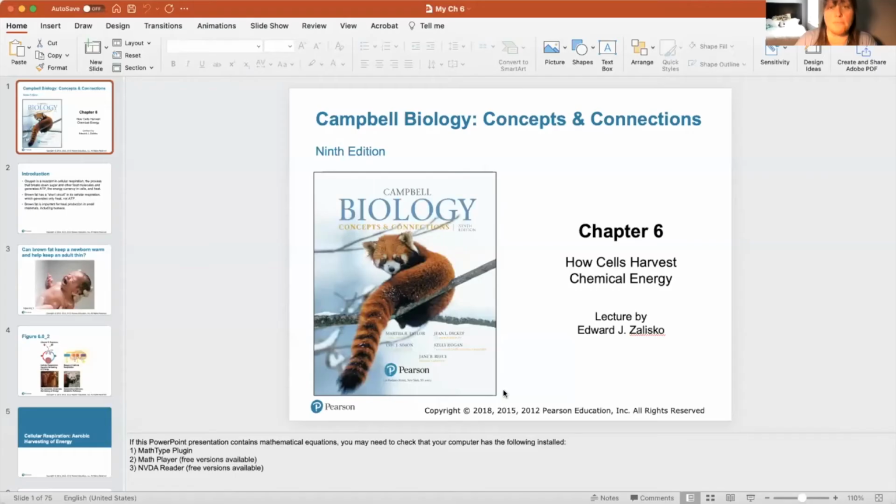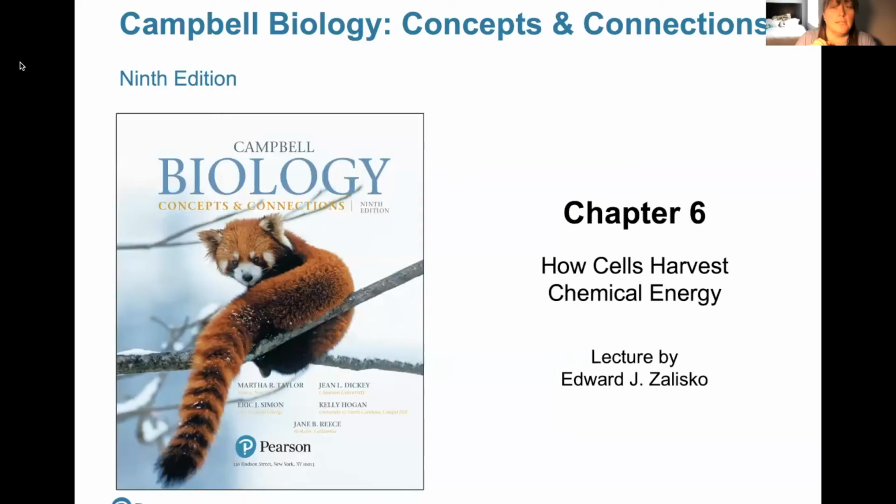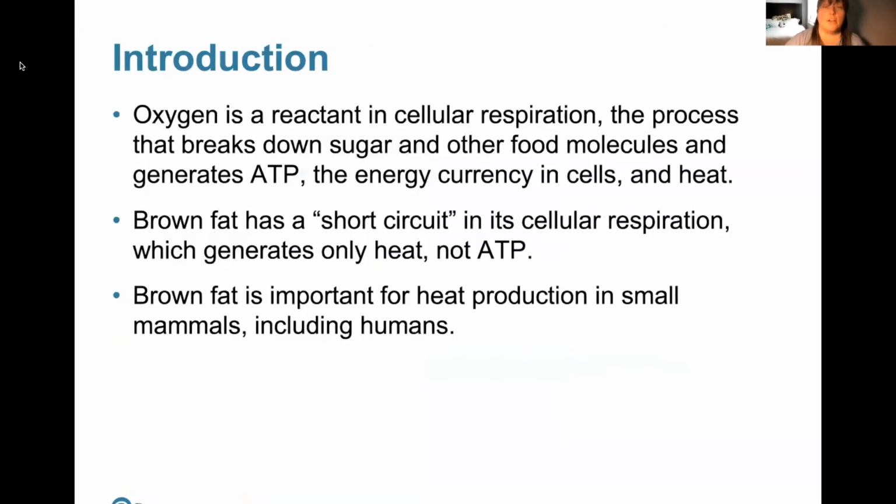So I'm getting to chapter 6. Here we go. We are going to cover cellular respiration followed by photosynthesis. It all goes together. So first, this is going to be about cellular respiration, so how cells harvest chemical energy. Not really a whole lot to say on this one. It's just the intro slide.